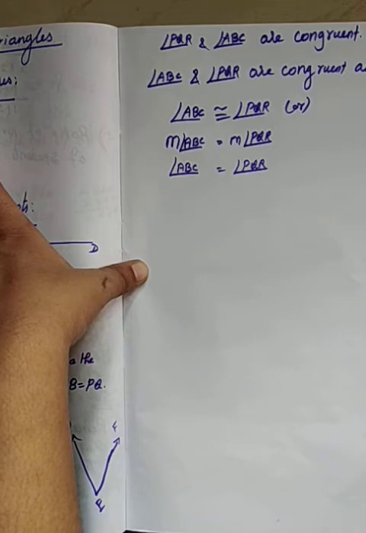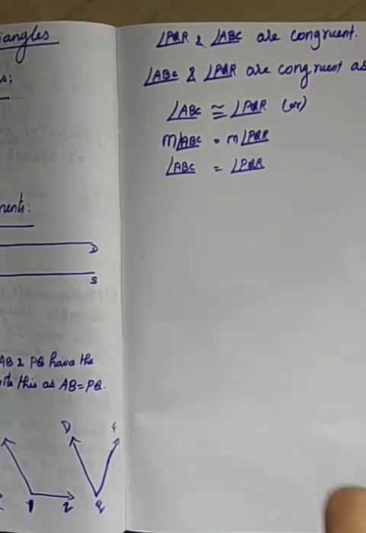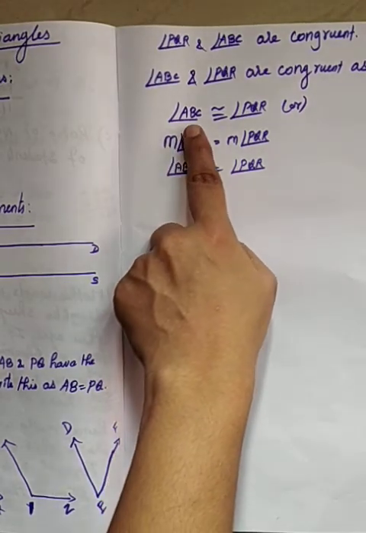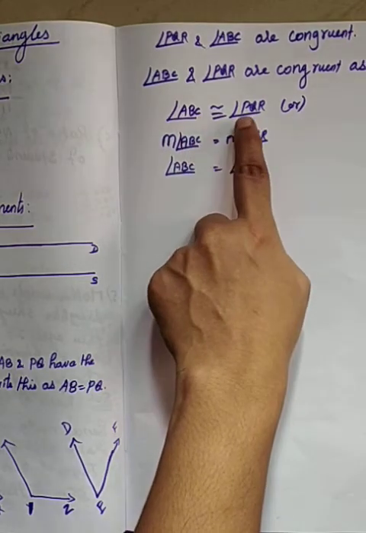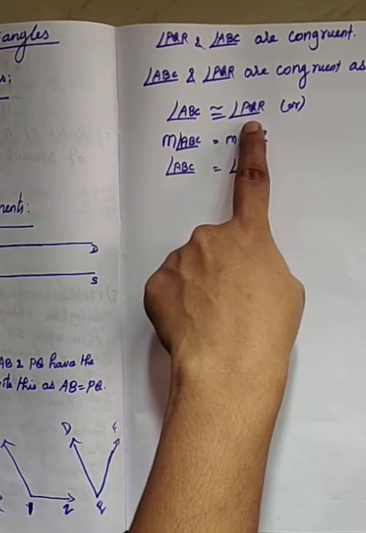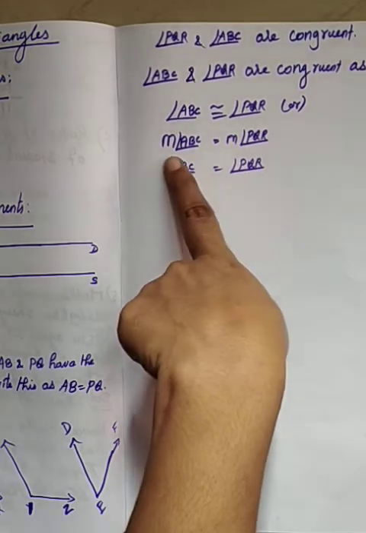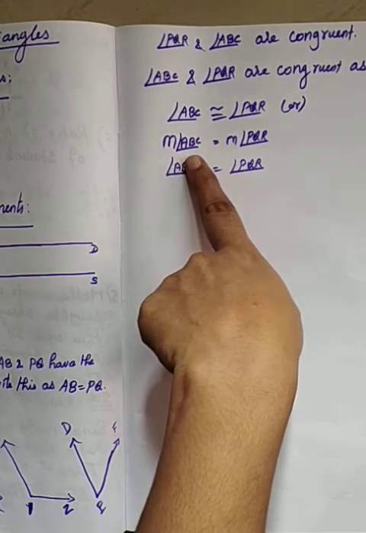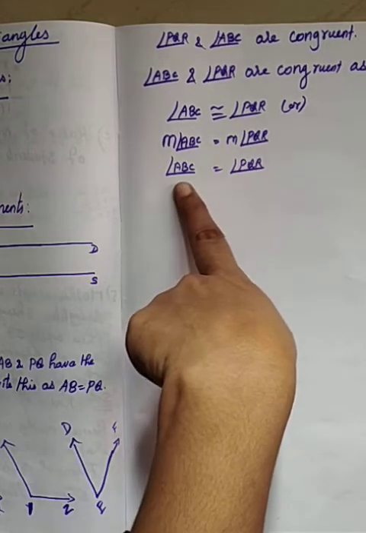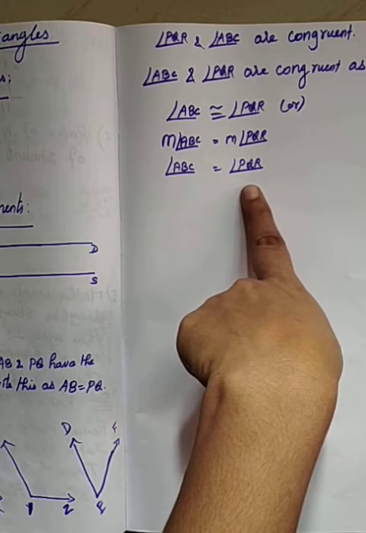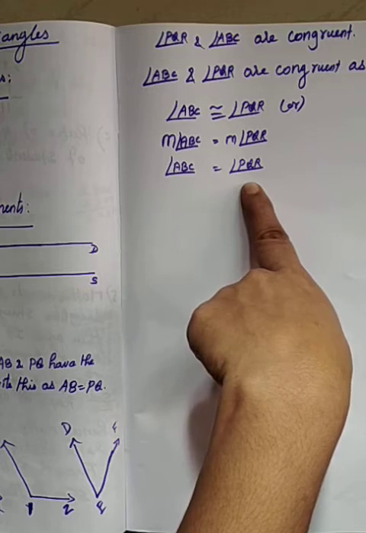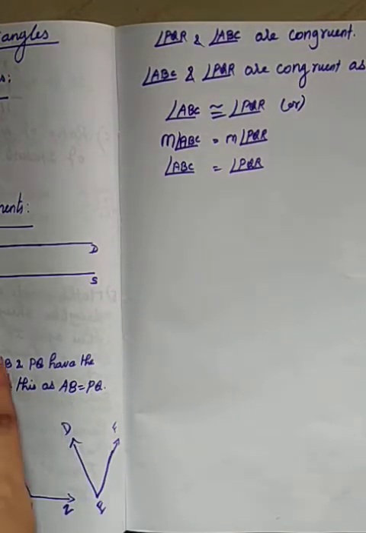Which means that the two angles are congruent. Everybody clear? Using symbols we can write angle ABC and angle PQR are congruent as angle ABC is congruent to angle PQR. Or otherwise simply we can say M of angle ABC equals M of angle PQR. This can also be written as angle ABC is equal to angle PQR, which means that the two angles are congruent. Everybody clear? Okay.